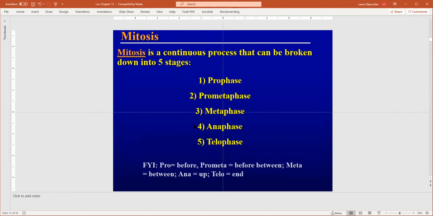Okay, so let's break down mitosis. There are 5 phases that your book recognizes. Some books only do 4, but your book does 5, so we're just going to stick with that. So we have prophase. That means before, like prokaryote. Prometaphase means before middle. Metaphase is middle. Ana, remember, ana means up. And then telo means end.